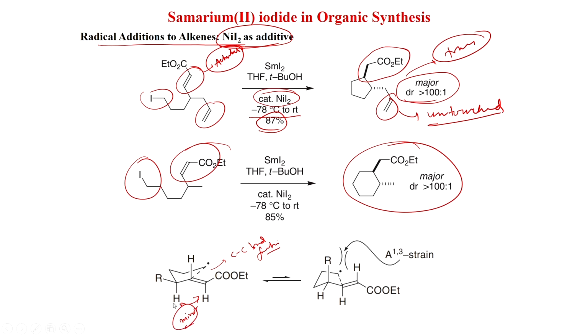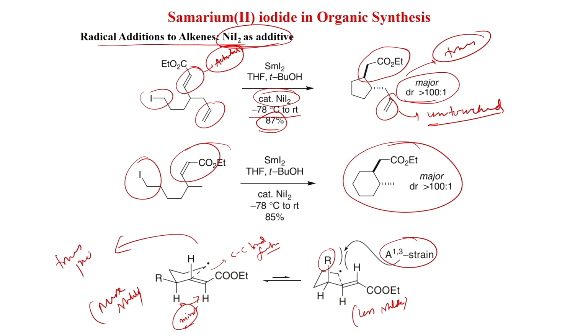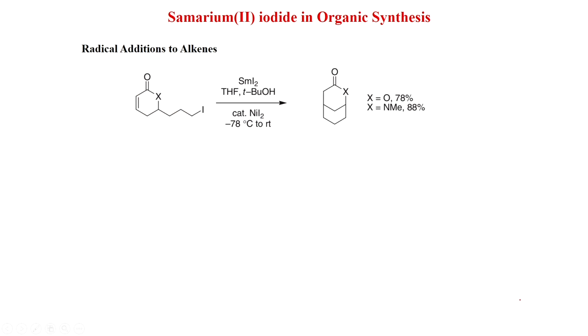But in this case, if R is up, so R and the newly generated bond are on the same side, then you get R and hydrogen interacting, and there you get this allylic 1,3 strain. That is why this one is less stable, and this one is more stable, and this will give you the trans product because R and this are on opposite sides.